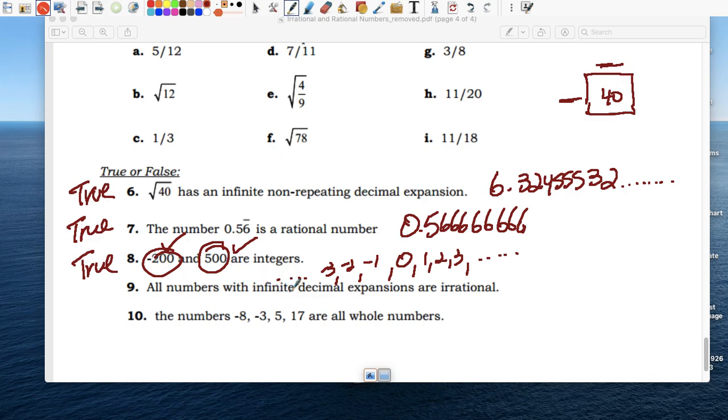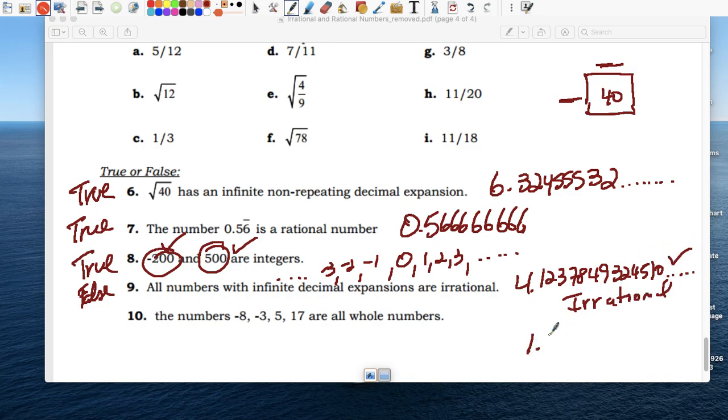All numbers with infinite decimal expansions are irrational. So is every number that goes forever and ever and ever irrational? False. This number, for example, 4.1237849324510 goes on and on forever. That's irrational. It doesn't repeat. That type of number, yes.